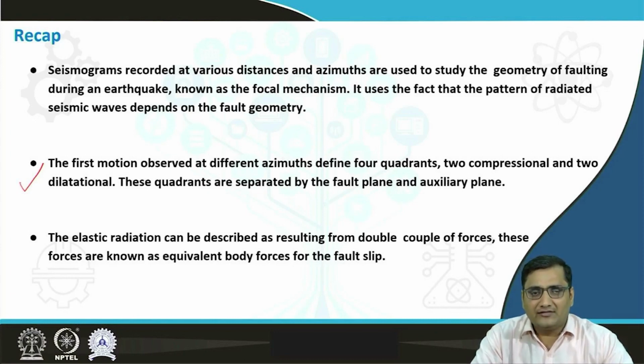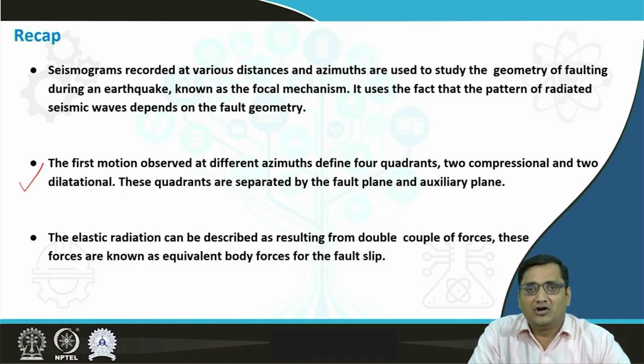And these quadrants are separated by nodal planes, which are known as the primary fault plane and the auxiliary plane. So there is some ambiguity in the identification of the fault plane and the auxiliary plane. That is because the slip happening either along the fault plane or the auxiliary plane will produce the same two compressional and two dilatational zones. So we need additional information from additional data sets, such as geodetic data, or the geology of an area, or by looking at the pattern of the aftershocks.